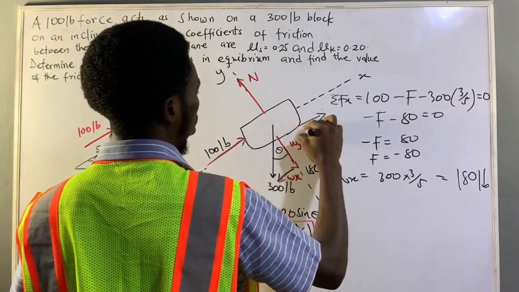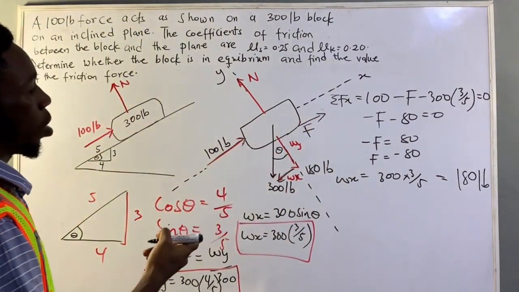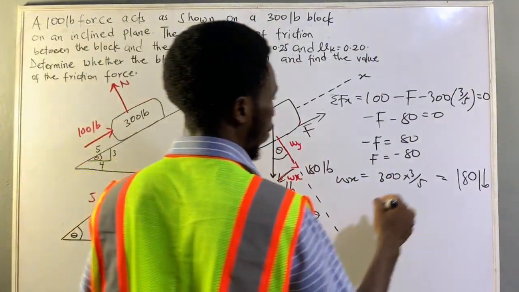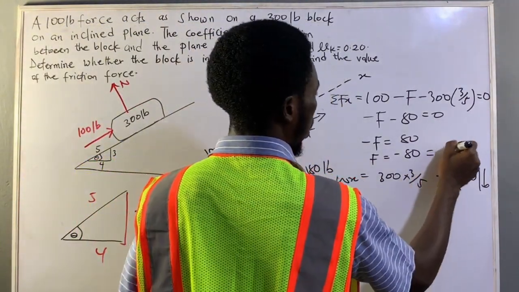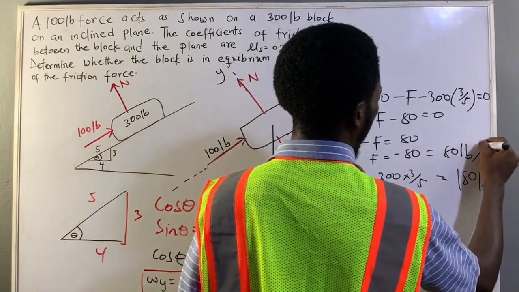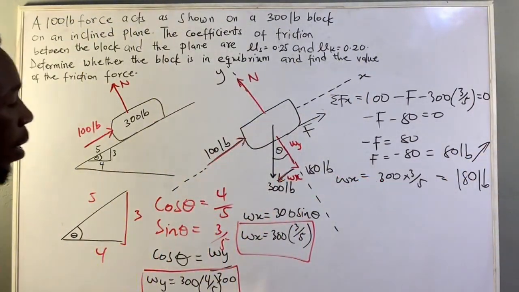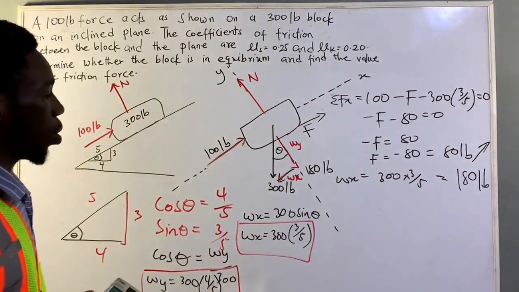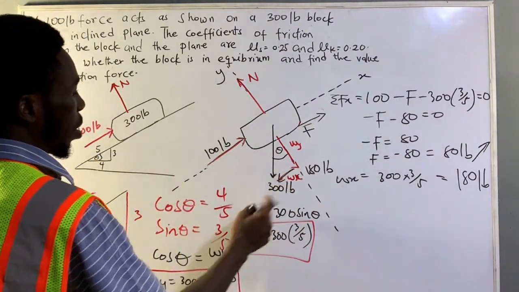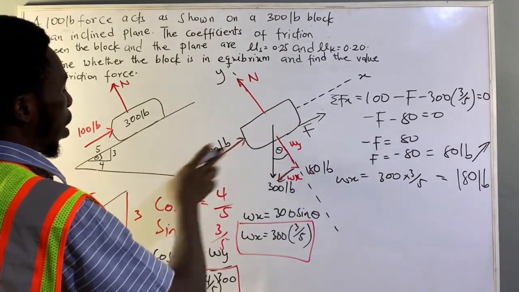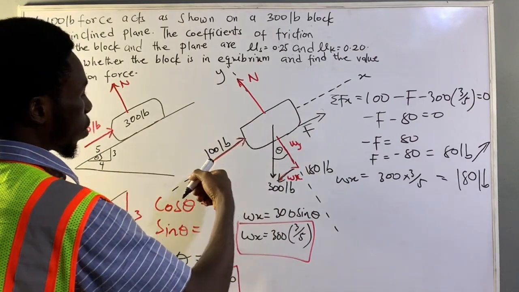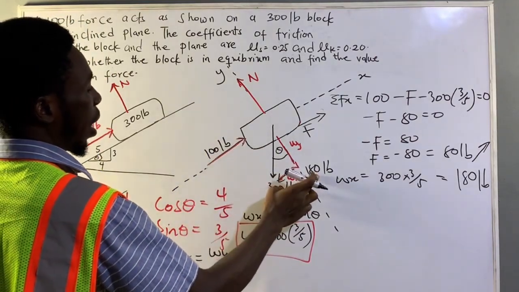So F will actually be in this direction. In other words, for this block to be balanced, we are going to have F to be actually 80 pounds, right? And it should be pointing in the positive x axis direction, so that it will be able to balance this when we add it to this value. But this guy is already pointing here, and it's 180, and then this one is pointing in this direction, it is 100. So if you point the friction force in this direction, it can balance the 180 here.